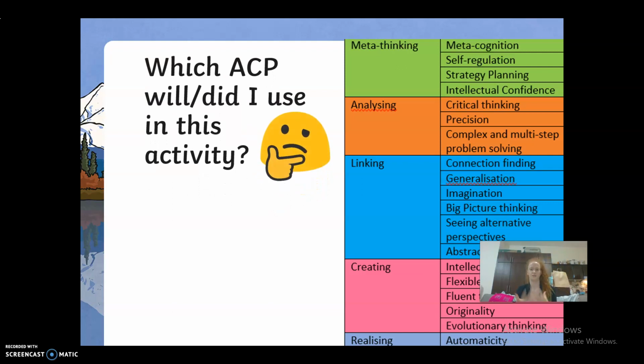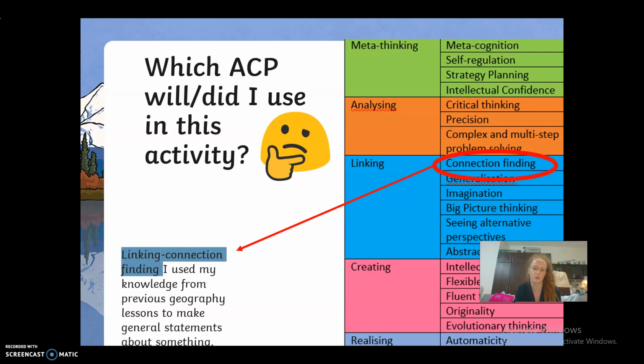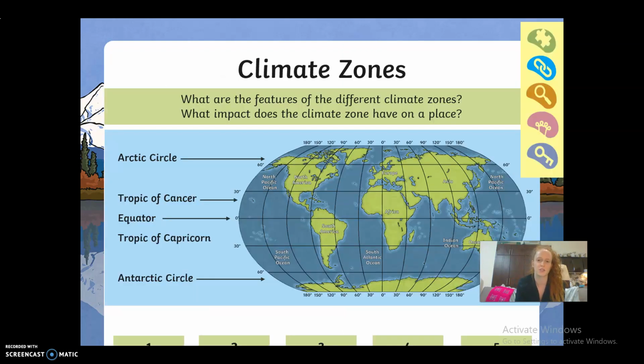So which ACP did we use for this activity, and which ACP will we continue using for this activity where we talk about lines of latitude and longitude? I hope you all thought about linking and connection finding. So basically, we are using the knowledge that we had already acquired in our previous social studies geography lessons, and we're just trying to use that knowledge to make some statements about lines of latitude and longitude.